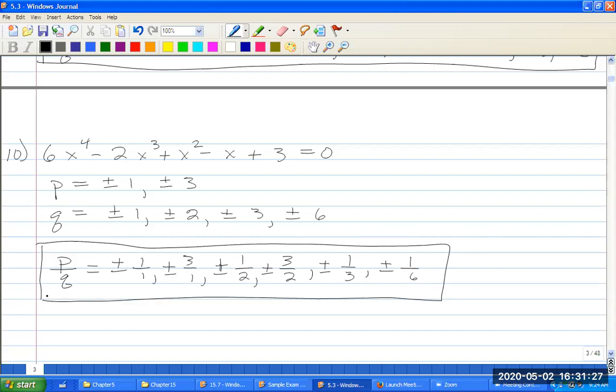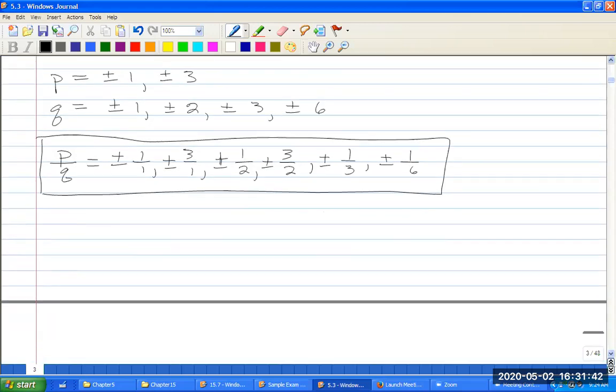And I'm done. So for right now, all I'm doing is just listing them out to show you how to list out the possible rational roots. Now let's see how to use that.